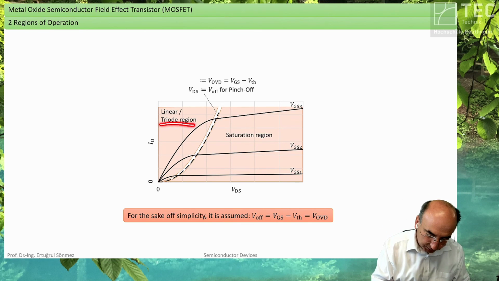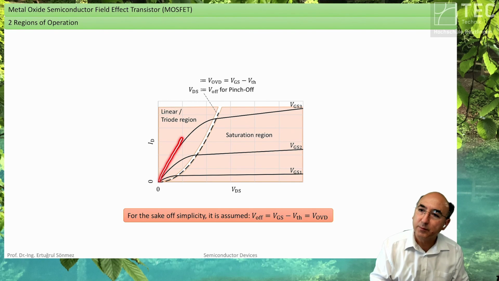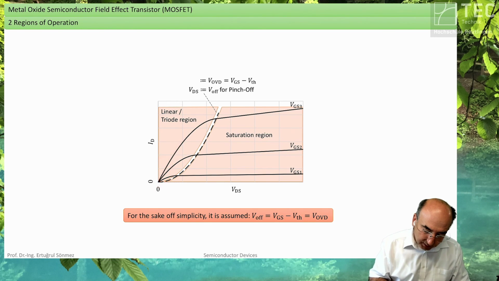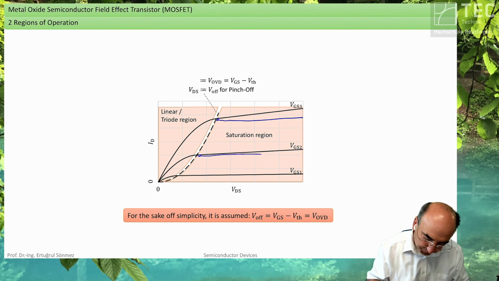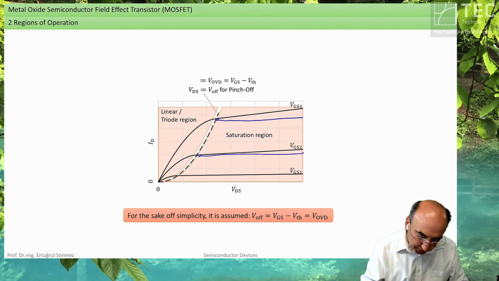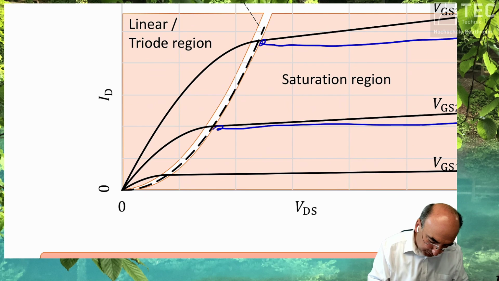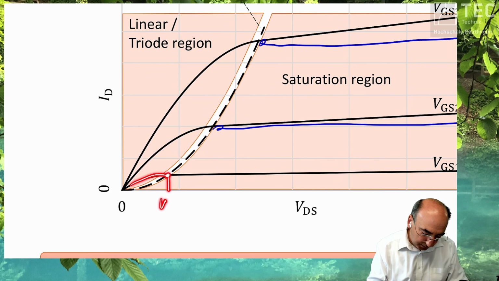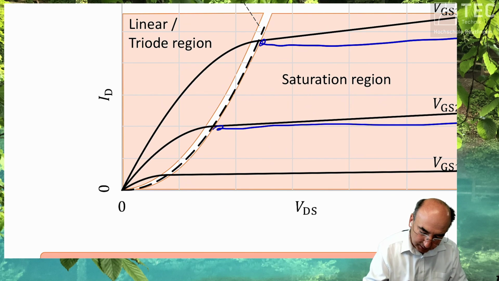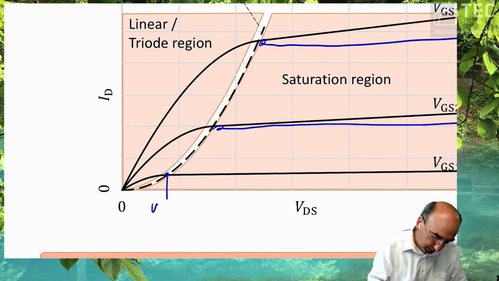So here we are in the triode region, it's the linear region. So it is like a resistor. Higher voltage, higher current. In the first approximation, these are straight lines. If you go over this point, VDS is equal to V overdrive. I just write it again in real pencil colors. Here the VDS is equal to V overdrive.